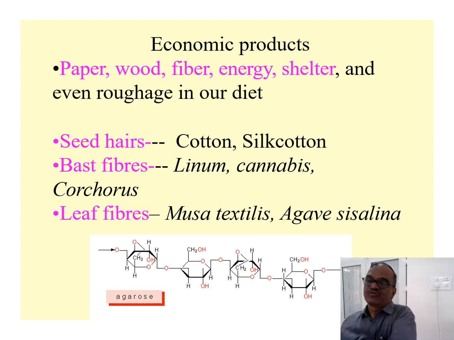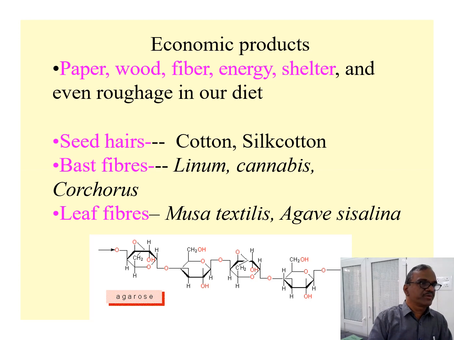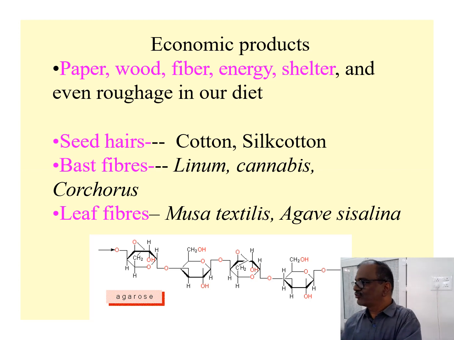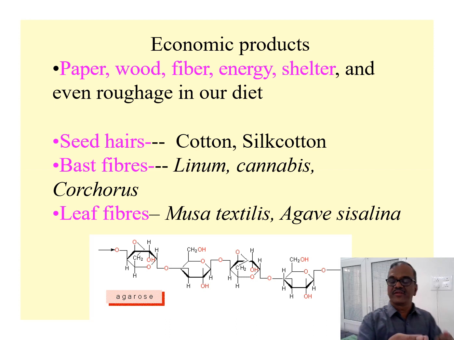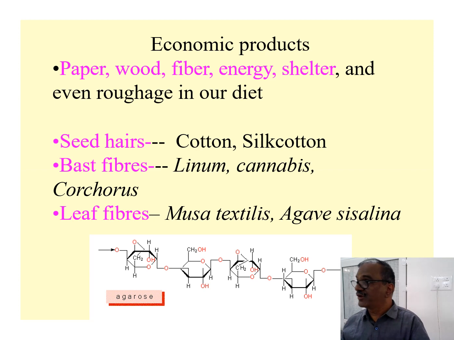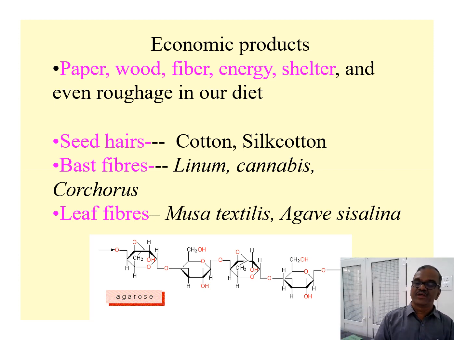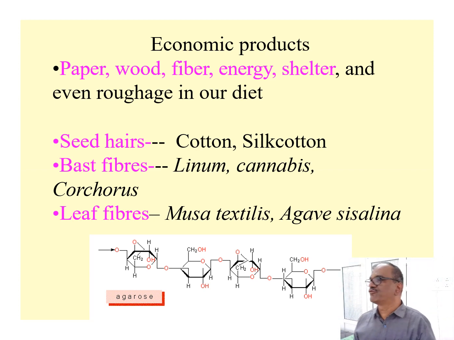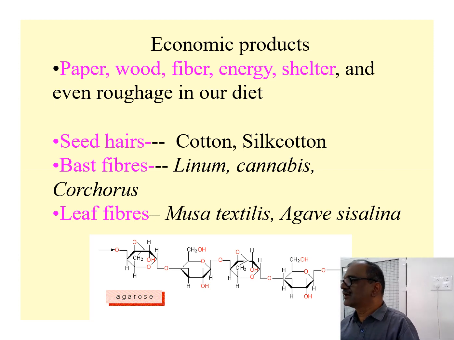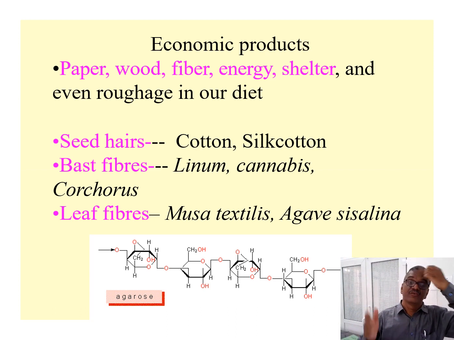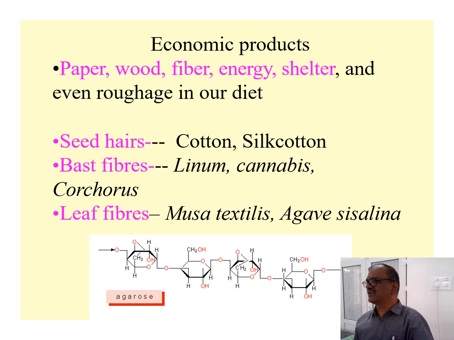So if you are not wasting the paper, you are saving the trees. That is the slogan, isn't it? So you should know what that is. Then wood, firewood or any kind of wood use, that is for cell wall rigidity. Then fiber. So we have to take fibrous food, otherwise constipation will come. Okay, so fiber rich food, not carbohydrate rich food. Fiber rich food we have to take so that it is good. Fiber, energy, shelter. So everything, total roughage of our diet.